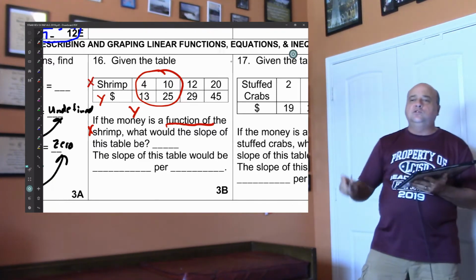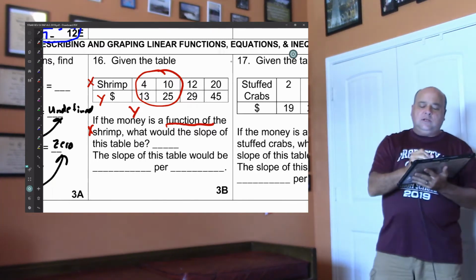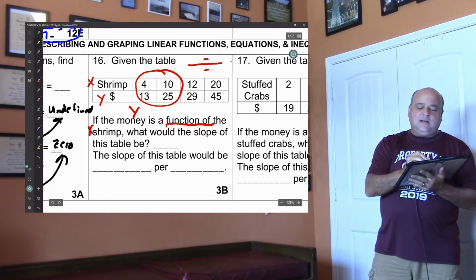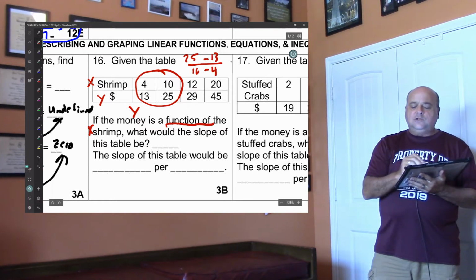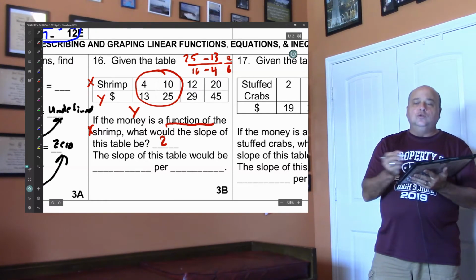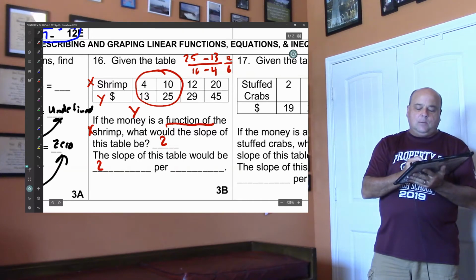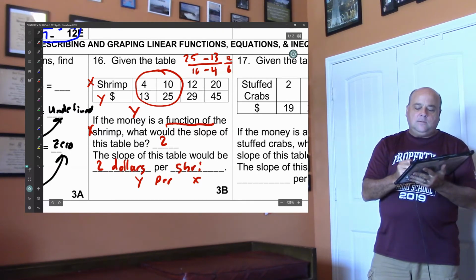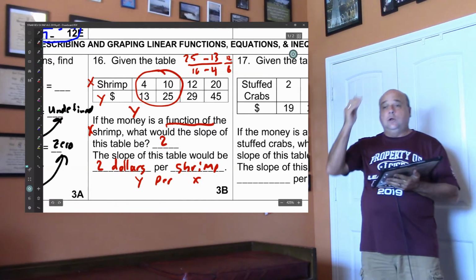This Toops loves shrimp. Okay, now then, let's go on. Let's go to the top. Fraction bar, minus, minus. I'm going to put 25 minus 13 over 10 minus 4. So 25 minus 13 is 12 divided by 6. So it's going to be 2, right? And remember, this is y per x. So it's going to be $2 per shrimp. That's how you physically write out what slope is.